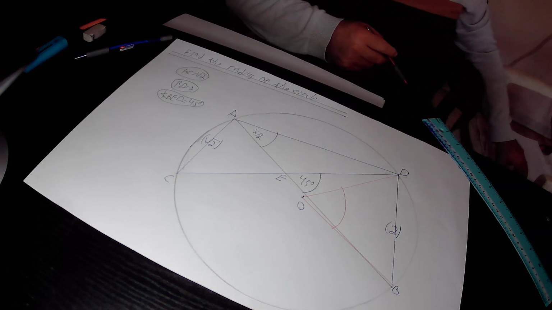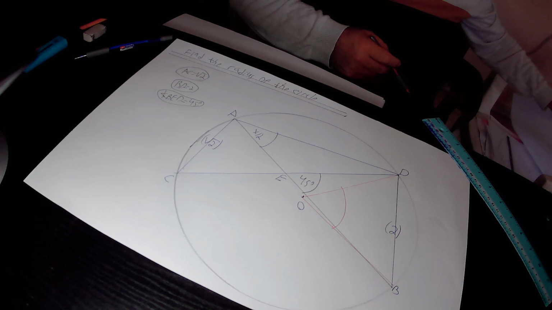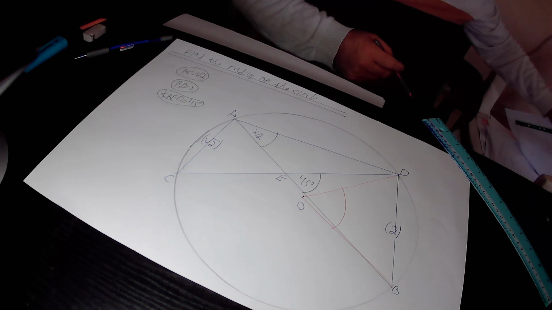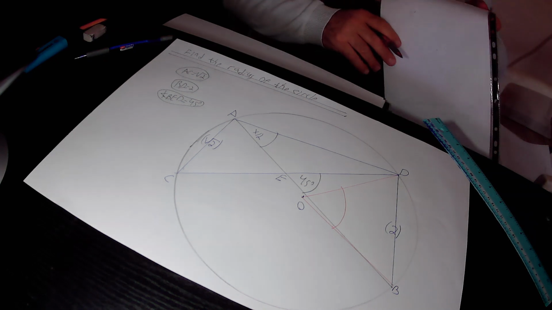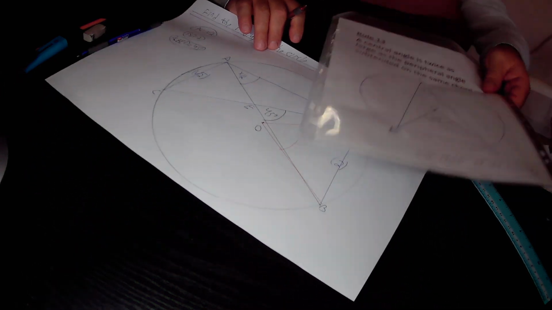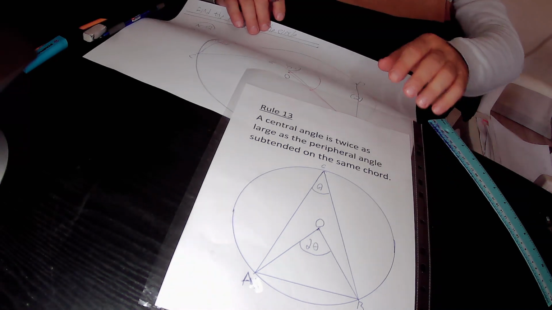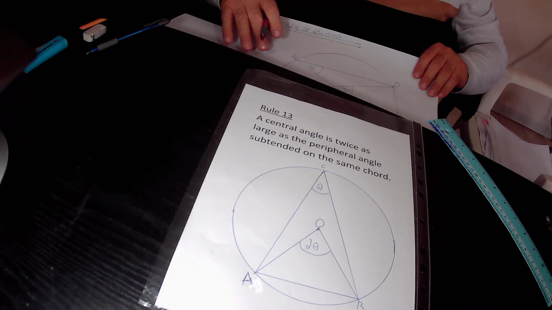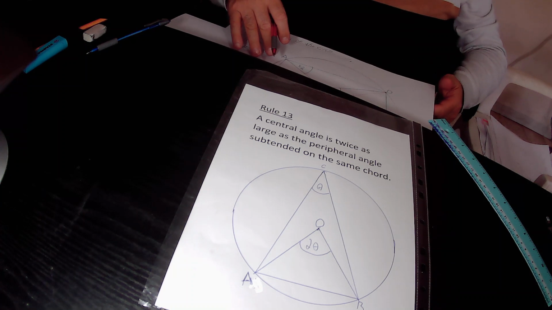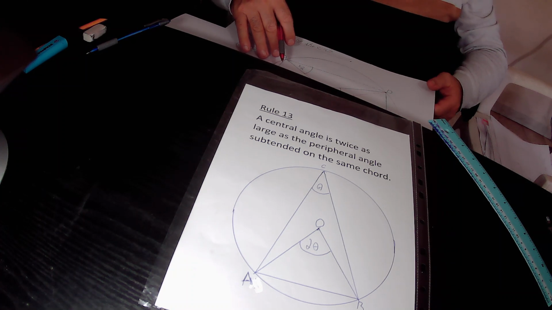Now we can implement rule 13 here. Let me repeat quickly rule 13. According to rule 13, a central angle is twice as large as the peripheral angle subtended on the same chord.